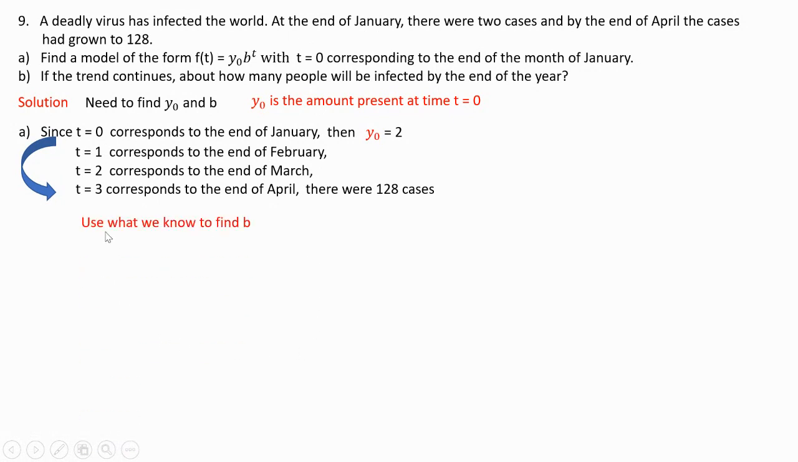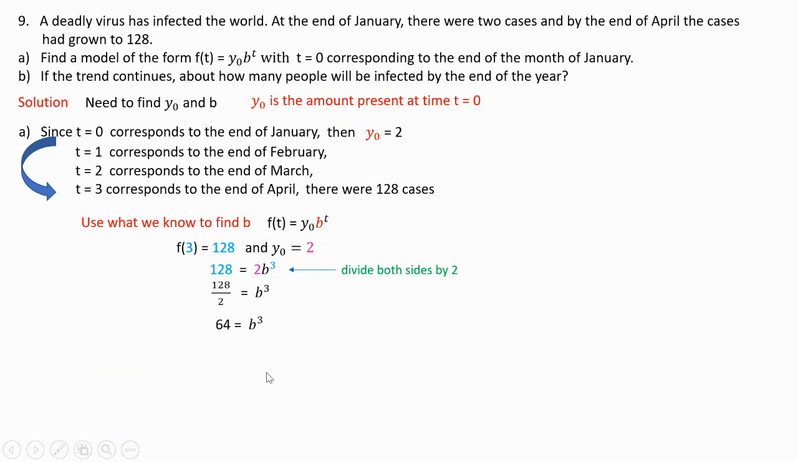So then you use what we know to find b. We know that in 3 months there were 128 cases. So f of 3 means 128, which means in 3 months there were 128 cases, and y naught is equal to 2. So we're going to plug everything in. f of 3 means when t is 3, this is 128. So that's why 128 equals 2 times b to the 3rd power. We have to solve for b. The first thing we're going to do is divide both sides by 2.